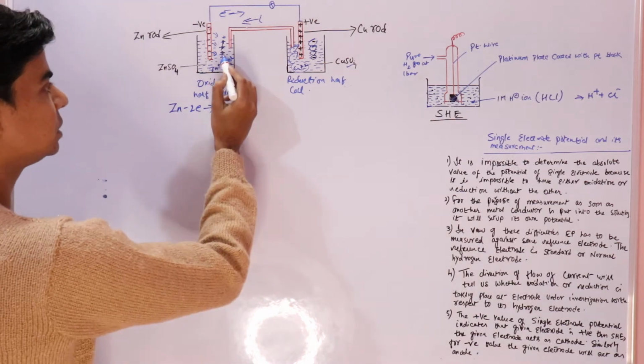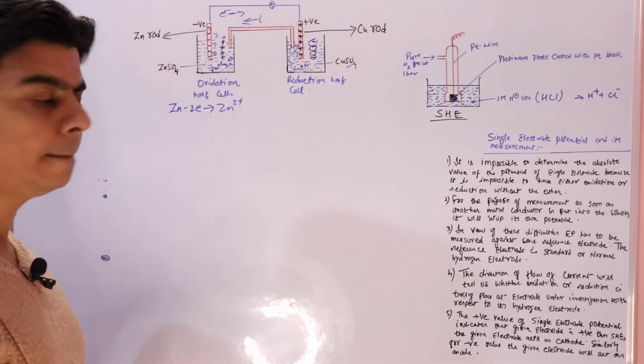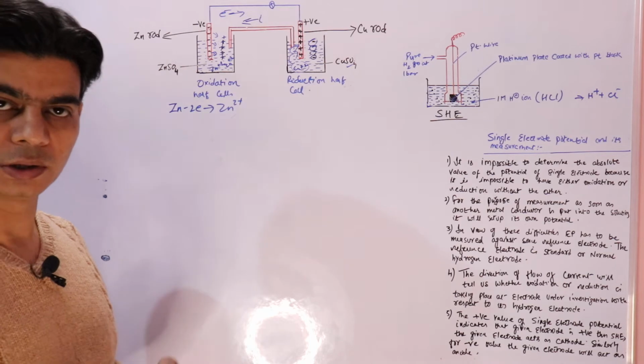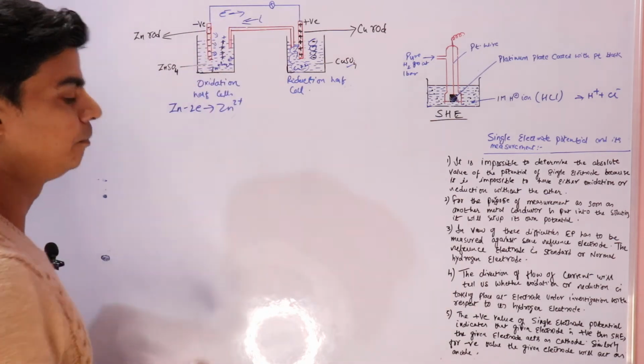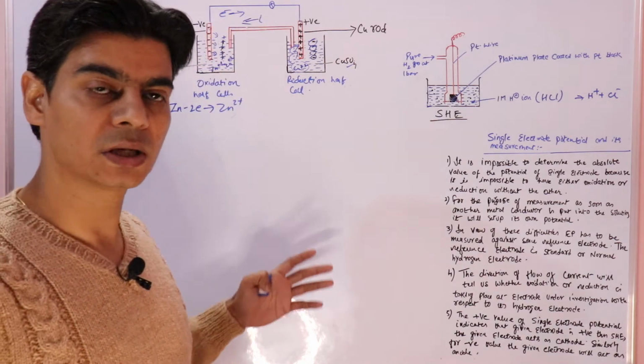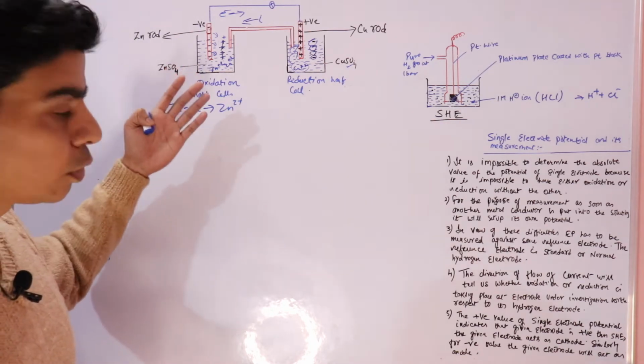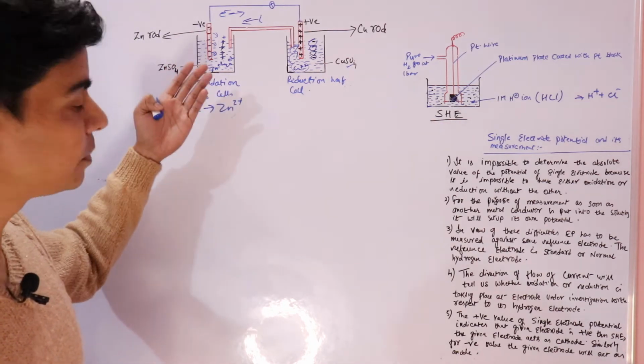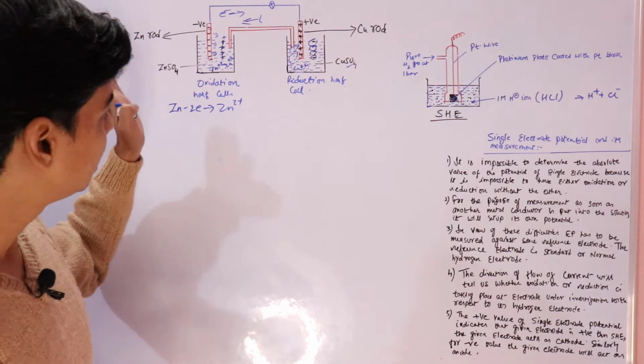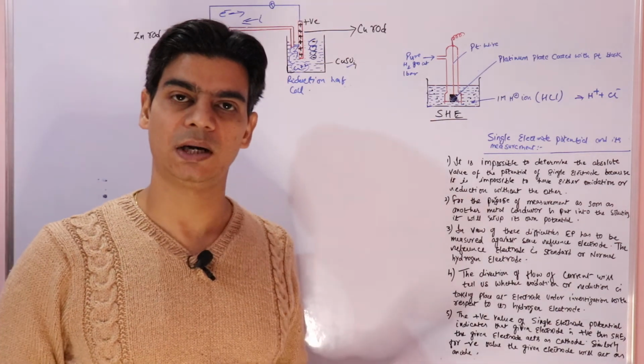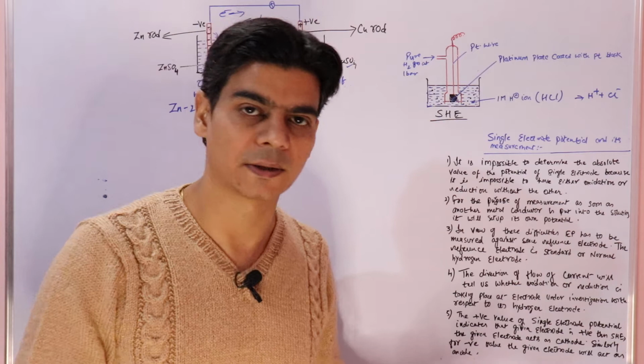Due to this charge separation, a potential difference develops in this half cell. This electrode potential, or this potential difference, was called oxidation potential because it resulted from the oxidation reaction.